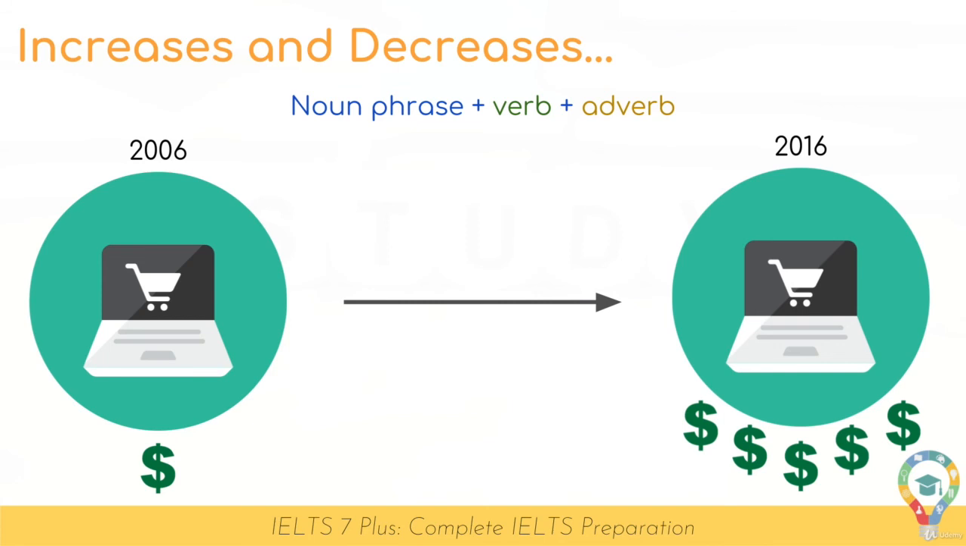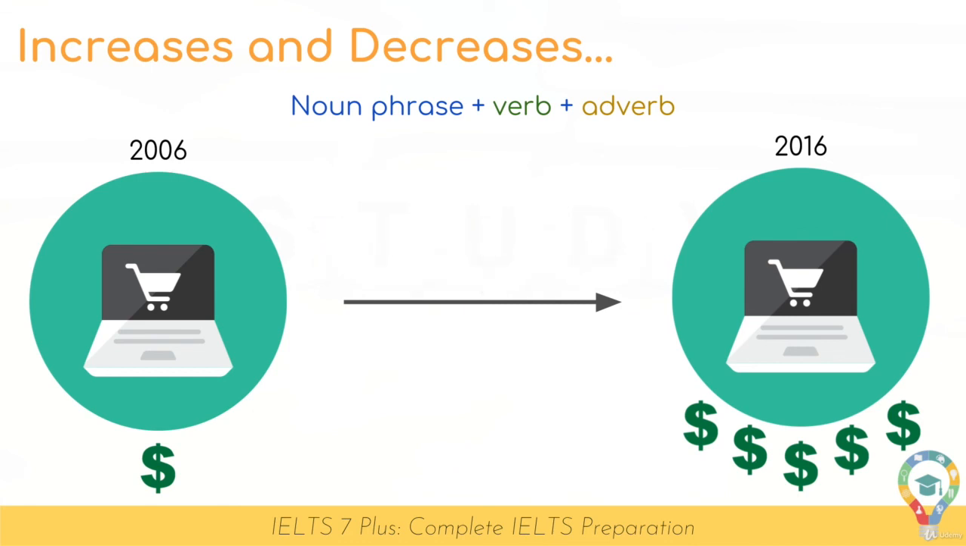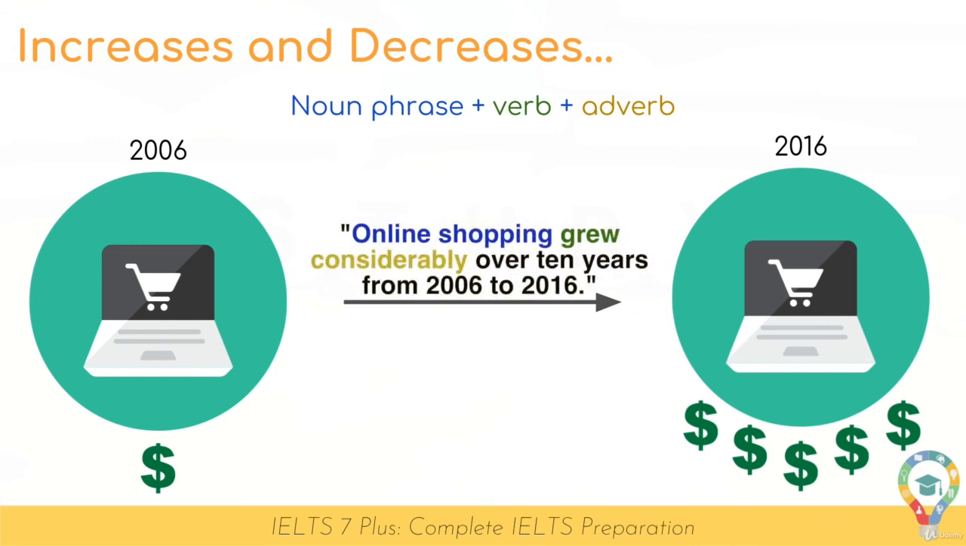Okay, as I said, there is not one definitive answer for this, but I'm going to show you a few examples that I have made. Shopping online increased significantly between 2006 and 2016. Did you manage to write something similar to this? Here is my second example. Online shopping grew considerably over 10 years, from 2006 to 2016.